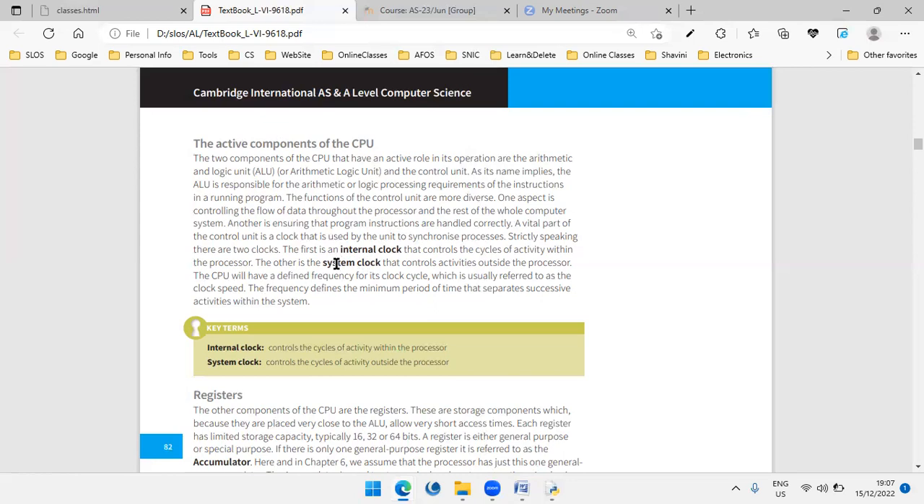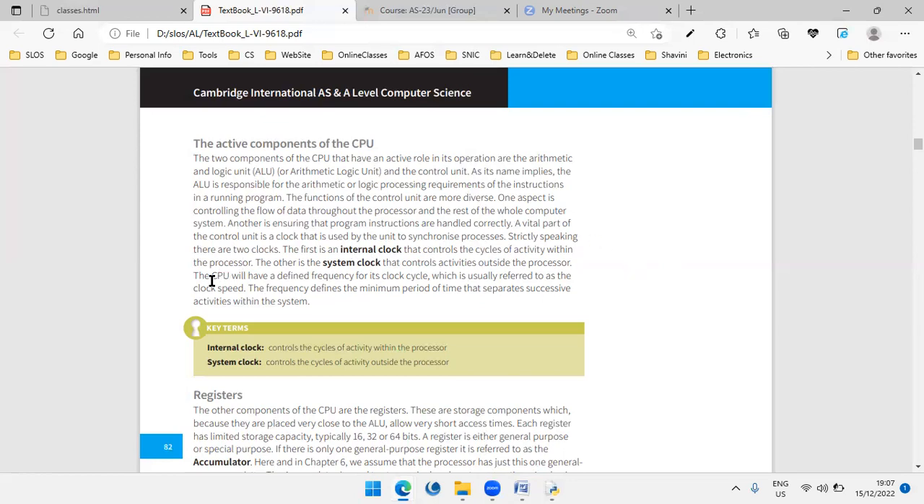System clock, when you say system, do you know the system unit? Some people, of course, for that big box, they say CPU. That's wrong. CPU is the processor, it's a small one. But the big box containing the hard disk, the power supply, DVD drives, all those things, that's called the system unit. So the other is the system clock that controls activities outside the processor. So now you know it. No? Internal clock is in the CPU, system clock is controlling the whole system.